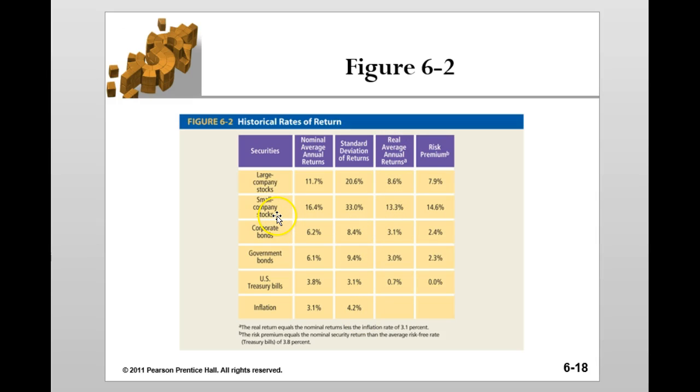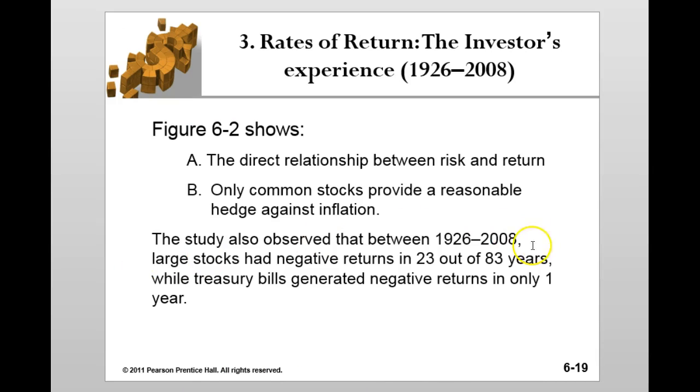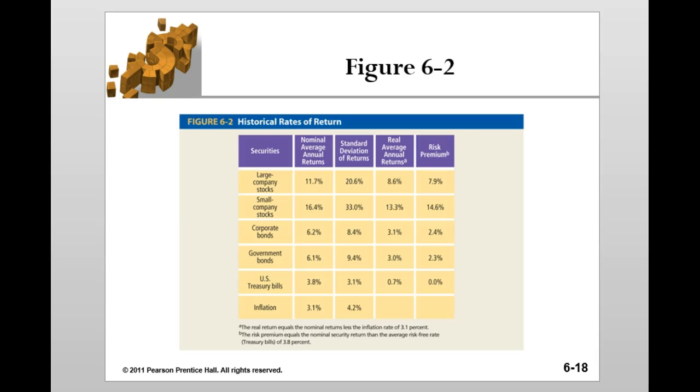Now look at this. That 15% is even higher than the small cap stock. So that may be a well worth investment if you can handle the risk. So there's a direct relationship between risk and rate. Common stocks provide a reasonable hedge against the rate of inflation, right? The rate of inflation is about 3.1. The risk is 7, so it's pretty well covered.